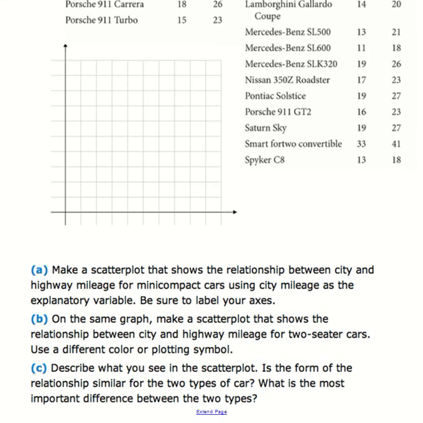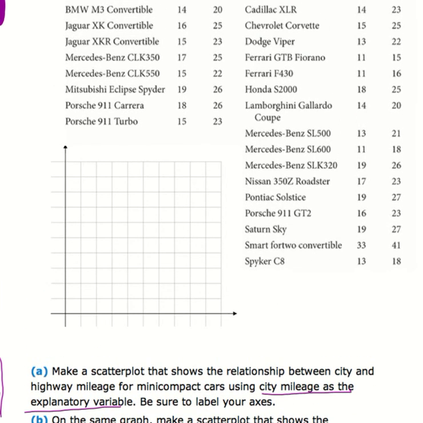What we're going to do is make a scatter plot that shows the relationship between city and highway mileage for mini compact cars, using city mileage as the explanatory variable. That's important. On the same graph, make a scatter plot that shows the relationship between city and highway mileage for two-seater cars. Use a different color or plotting symbol. So we're going to plot both of these on these axes. City mileage is our explanatory variable, so that's going to go down here on our x-axis, which means that highway mileage is going to go up here.